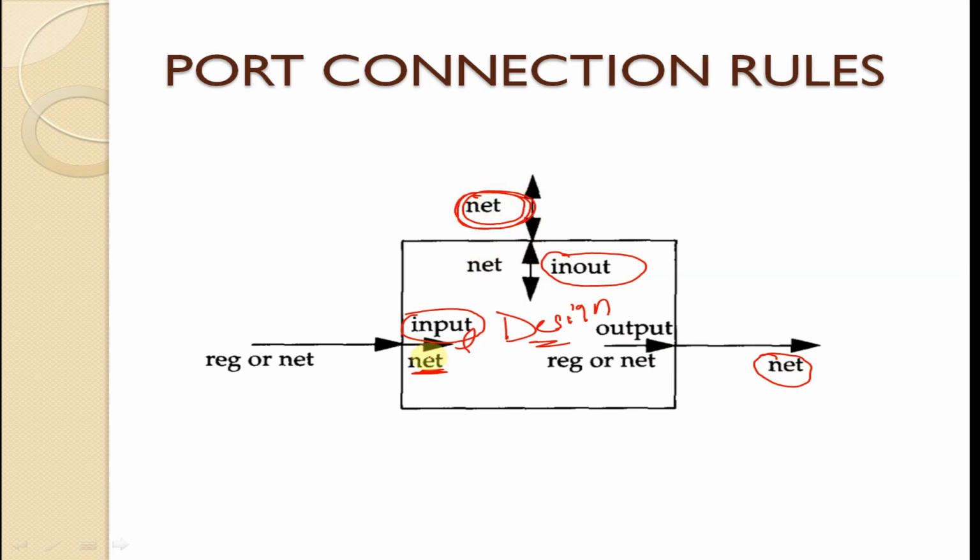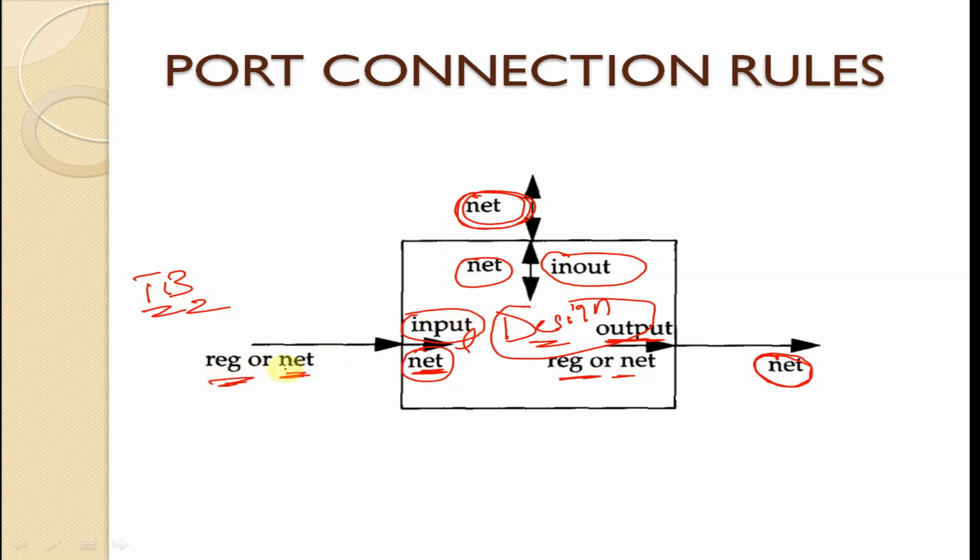We will see this with the help of coding so that it will give better clarity. So inside our design, inputs should be of net type only. We should not use reg. For our output port, it should be reg or net, and for our in-out, it should be net. Whereas when driving externally with the help of the TB, for input ports we should drive reg or net values.